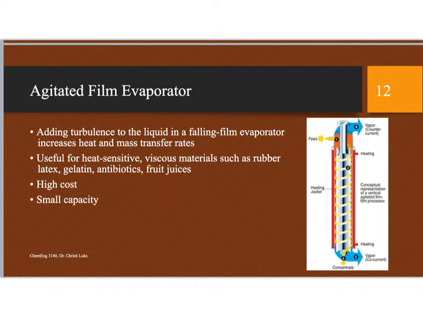So like latex, gelatin, fruit juices, these are all good cases for an agitated film evaporator. They tend to be more expensive and have a small capacity, but they are very easily controlled.